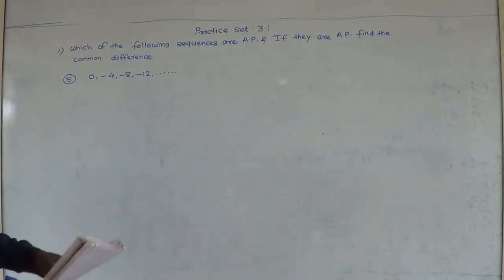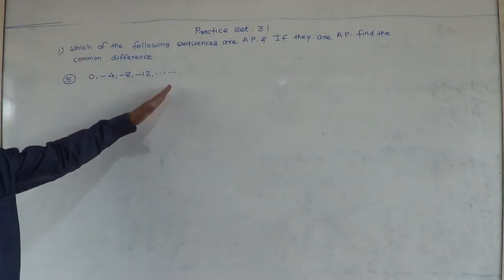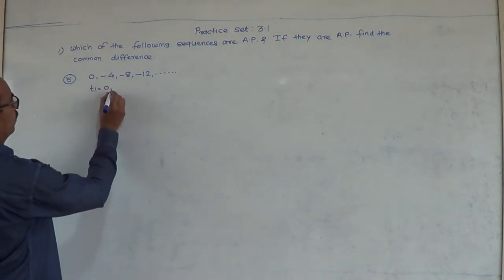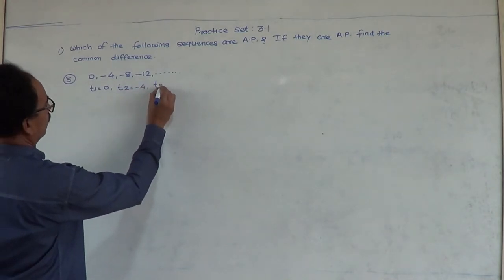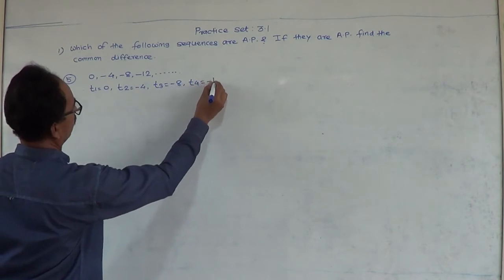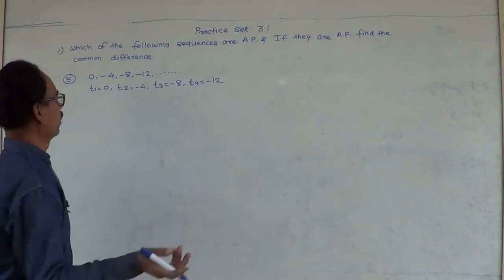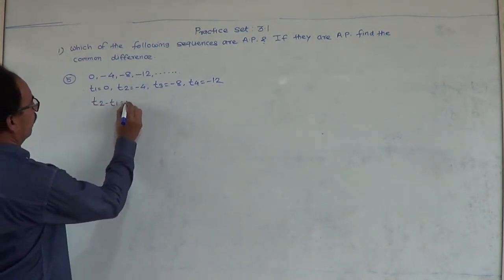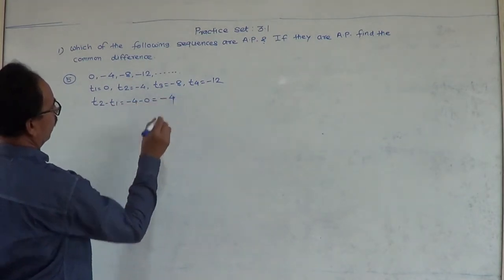Fifth example is given, that is we have given the sequence 0, minus 4, minus 8, minus 12. T1 is equal to 0, T2 is minus 4, T3 is minus 8, T4 is minus 12. Now find the difference between two consecutive terms. So T2 minus T1, we will get minus 4 minus 0 and we will get the answer minus 4.